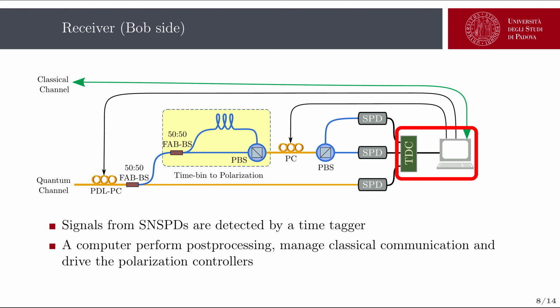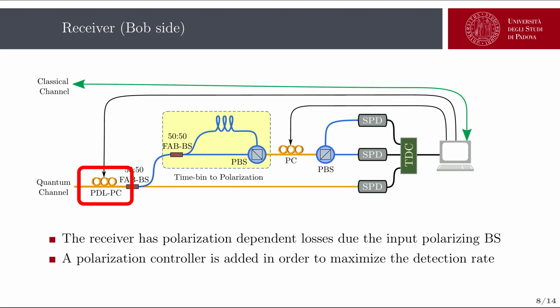The signals from the single photodetectors are collected by a time tagger, labeled here TDC, that streams the data to a computer that also manages the classical communication with the other hosts and takes care of the control of the polarization controllers, the 2 polarization controllers in this setup. On this PC also runs all the post-processing of the QKD protocol.